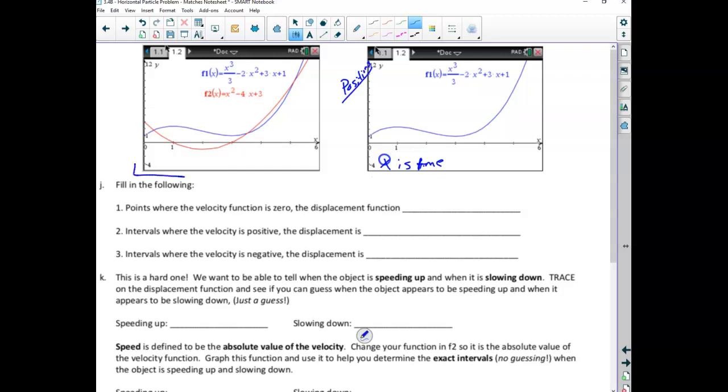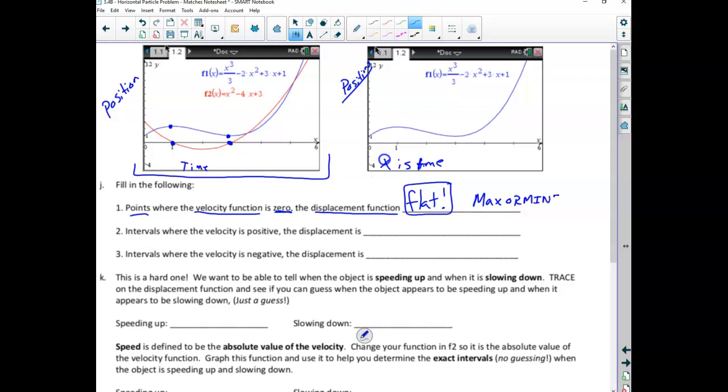So the first graph I'm going to look at, I'm looking at both of these at the same time. At the points where the velocity function is 0, what is the displacement function doing? Well, here's my velocity, I'm at 0. Here's my velocity, I'm at 0. What do I notice about my position function at these points? Ooh, they're flat. Even more than flat in this case, they are maxes or mins in this case, okay? So bottom line, my velocity is 0 when my displacement is flat, okay?